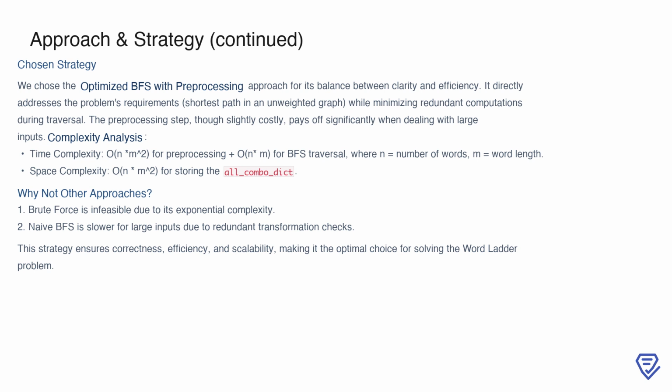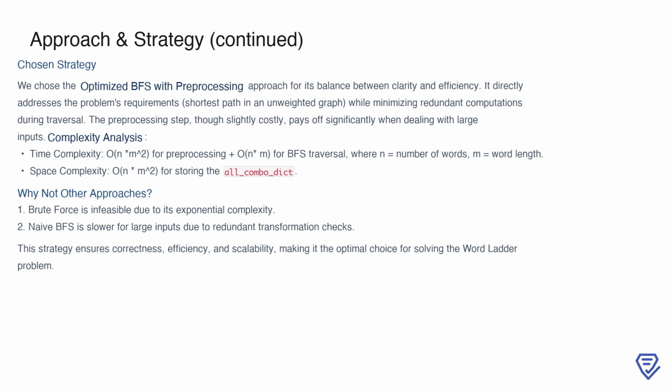Let's break down the complexity. The time complexity is O(n*m²) for pre-processing the intermediate states, and O(n*m) for the BFS traversal, where n is the number of words and m is the word length. The space complexity is O(n*m²) for storing the all_combo_dict.